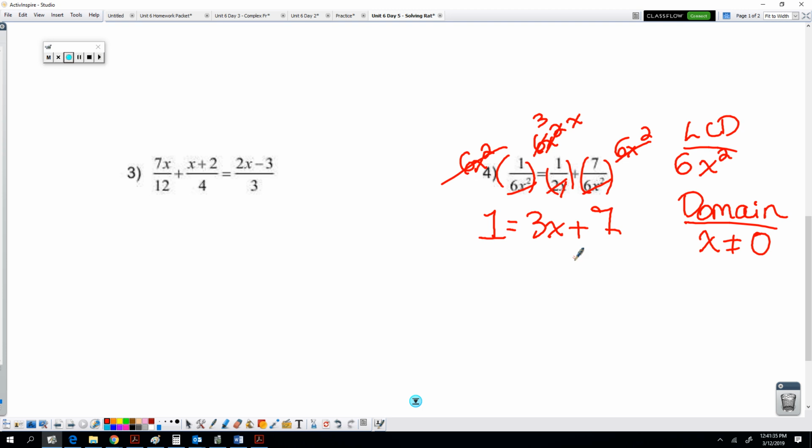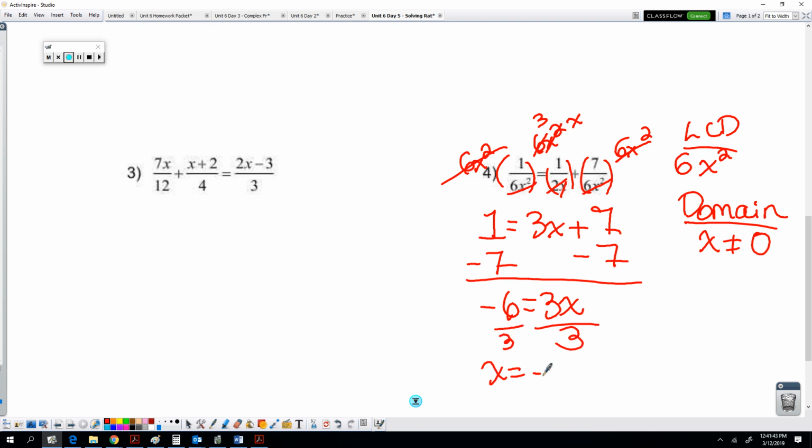And now what I'm going to do is solve. We're going to subtract 7 on both sides. So I get negative 6 is equal to 3x. Divide by 3. X equals negative 2. Negative 2 does not appear in my domain, so that's why that's your answer.